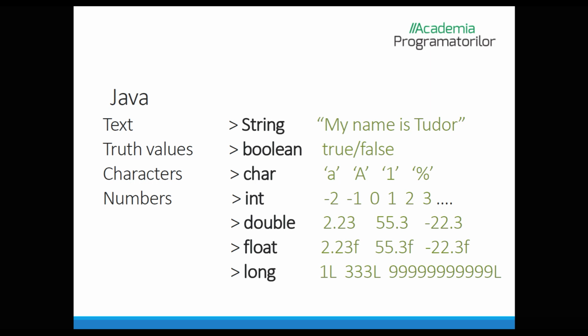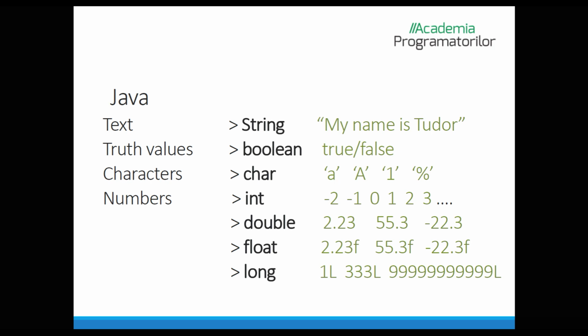Float numbers are also used to encapsulate fraction values, but it is mandatory to write the letter F at the end of the value. Long numbers can encapsulate larger values, and the letter L must be specified at the end each time. Any int type number can have values from -2,147,000,000 to +2,147,000,000. If we want to use a larger number than that, we'll have to use the long data type.